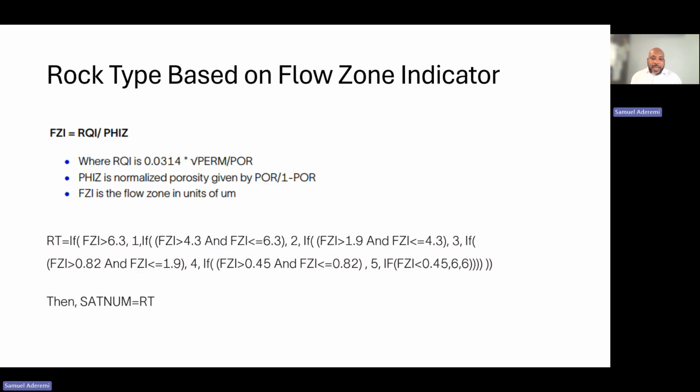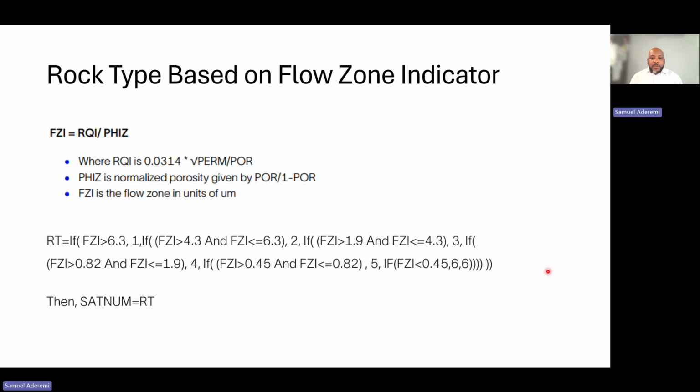So once the FZI is calculated, then we classify the reservoir into different rock types by the FZI cut-offs, which we have on the slide. For instance, we're saying that rock type 1 is where the FZI is greater than 6.3, and rock type 2 is where our FZI is between 4.3 and 6.3, and so on and so forth. So in this case, we have 6 rock types, basically, okay?